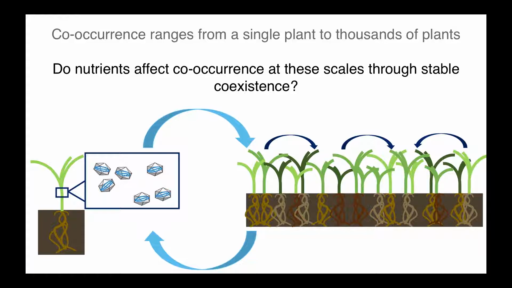And coexistence at this single host scale usually automatically feeds to this scale. So if you have co-infection, then you can get diversity at this scale. And then on this end, it's the transmission that can lead to co-occurrence within the host.